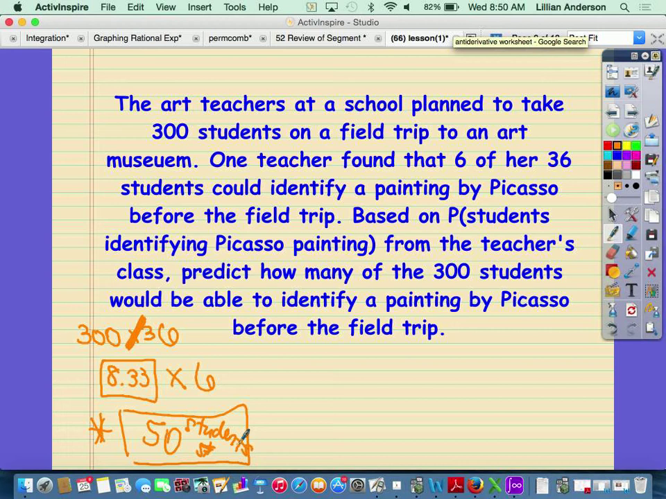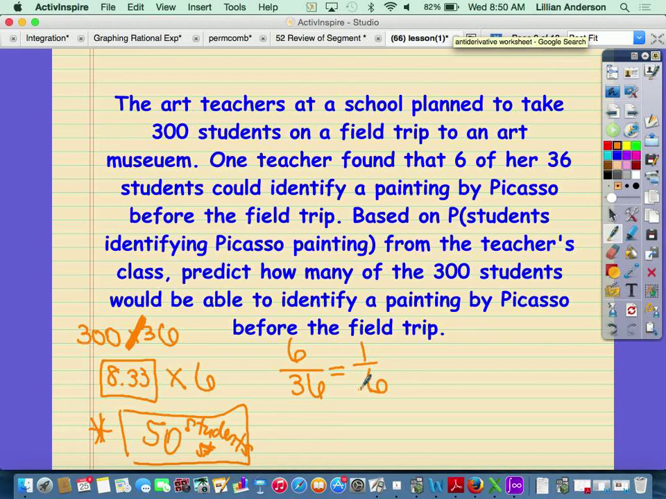We just said that 6 out of 36 students could identify a painting by Picasso. 6 out of 36 reduces down to 1 over 6. So 1/6 of the students are able to identify Picasso's painting. Okay, so that's 6 out of 36 or 1/6.